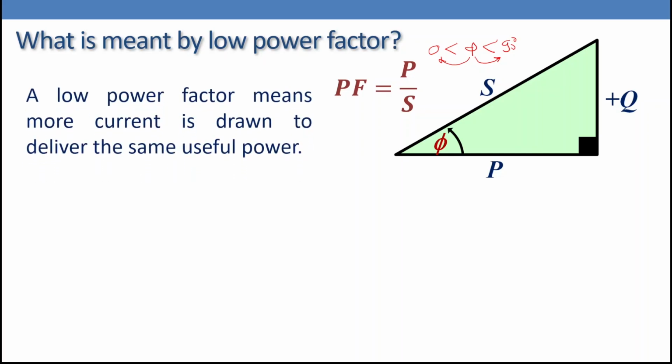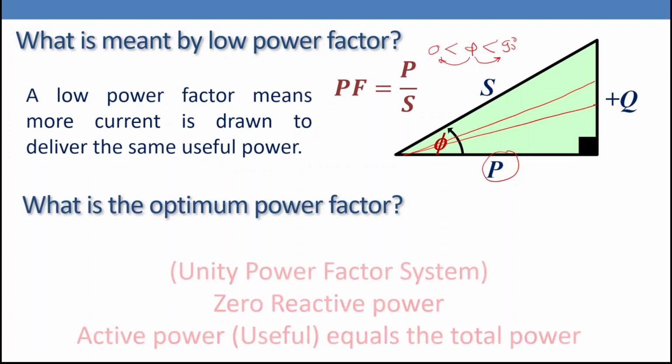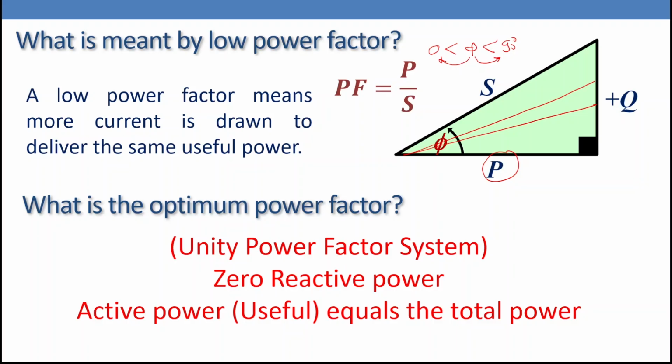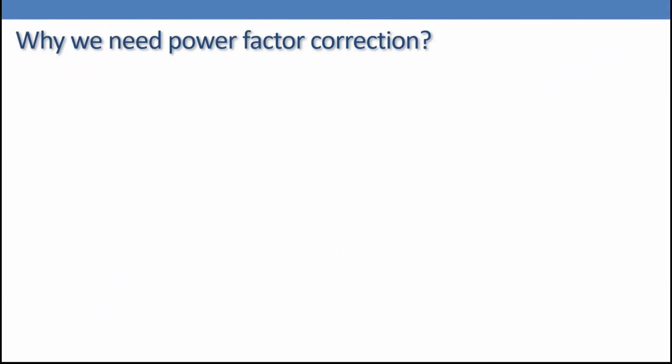Let's look here. A low power factor means more current is drawn to deliver the same useful power. So if we have the same P and we change the reactive power, the apparent power will change, so we have the same P but maybe for lower current. As you improve the power factor, you have the same useful power for the lower current. So what is the optimum case? As explained, the optimum case is unity power factor system, zero reactive power, active power equals the total power or apparent power. Question number two: why we need power factor correction?